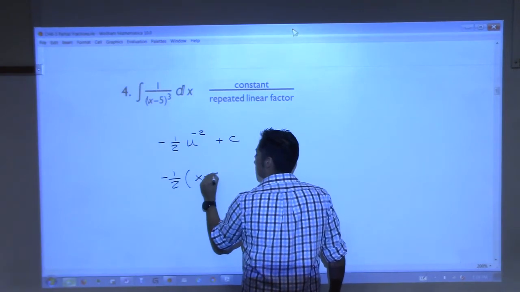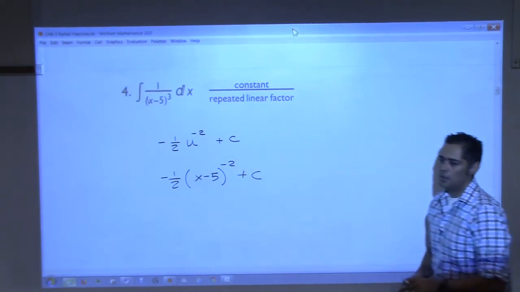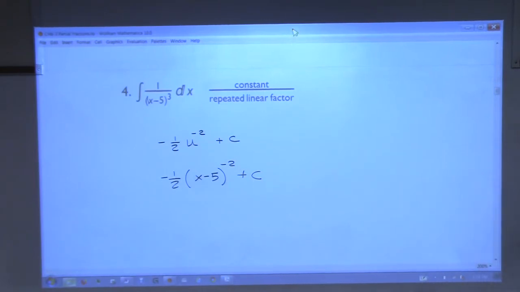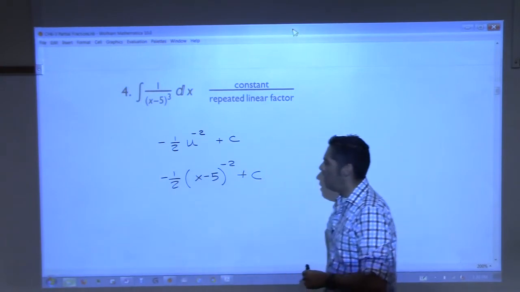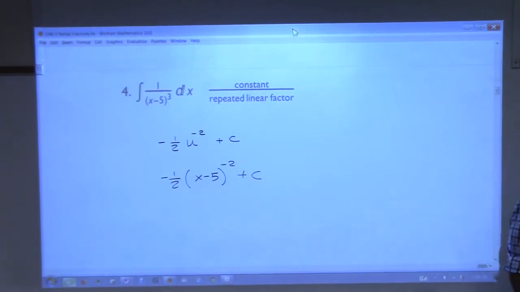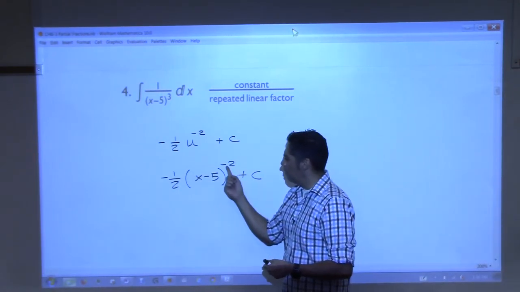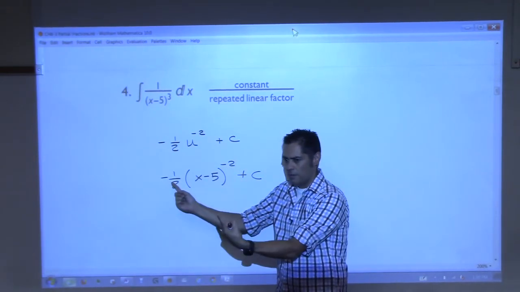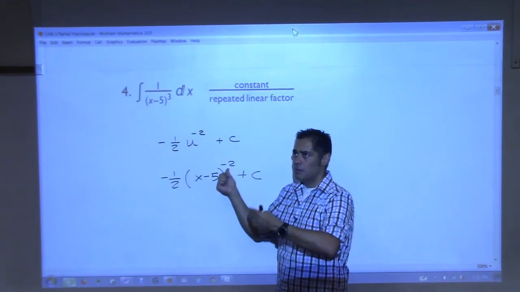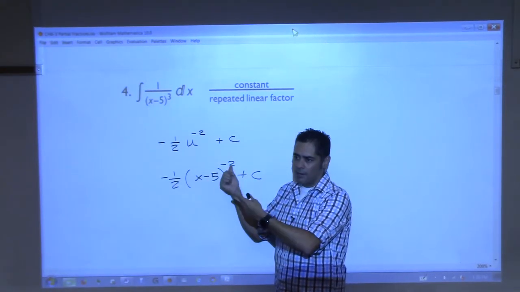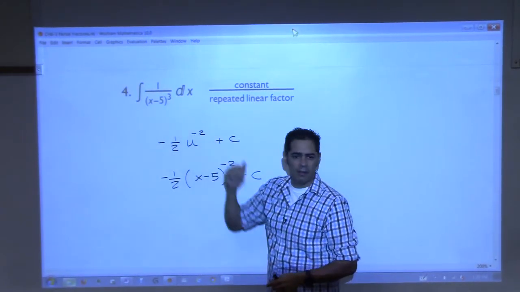And I shouldn't have even put u there, but u is going to turn out to be x minus 5, right? The antiderivative of 1 over x plus 5, that quantity cubed, is going to be negative 1/2 times x minus 5 to the negative 2. And we could check it real quick, right? Take the derivative, negative 2 comes out, hits that, becomes a 1. Subtract 1 from the power. It's this to the negative 3, right? And then take the derivative of what's inside. 1, and that's that, right?